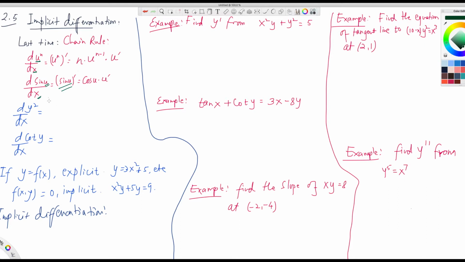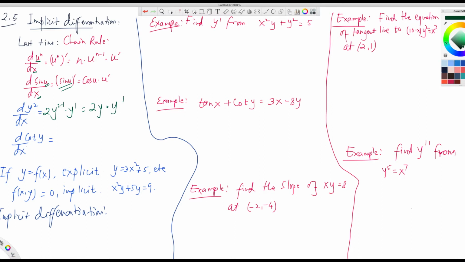So after you use that same concept, what will be the derivative of y squared with respect to x? Then y is like a u, right? So it will be 2 and then y to the 2 minus 1 times y prime, right? Basically it is 2y times the y prime. That's the derivative of y squared.